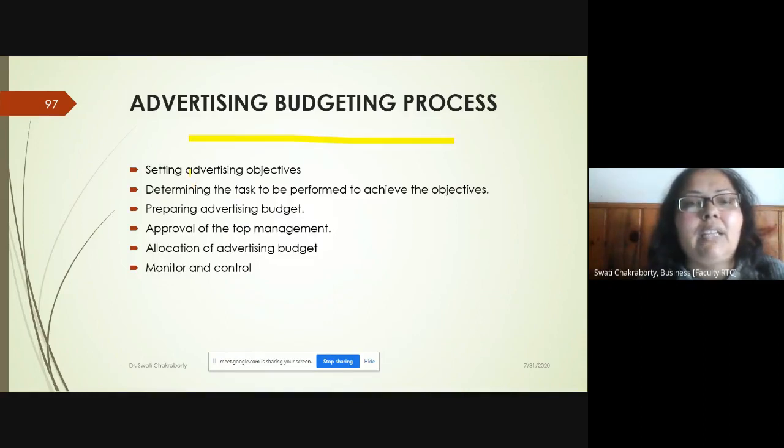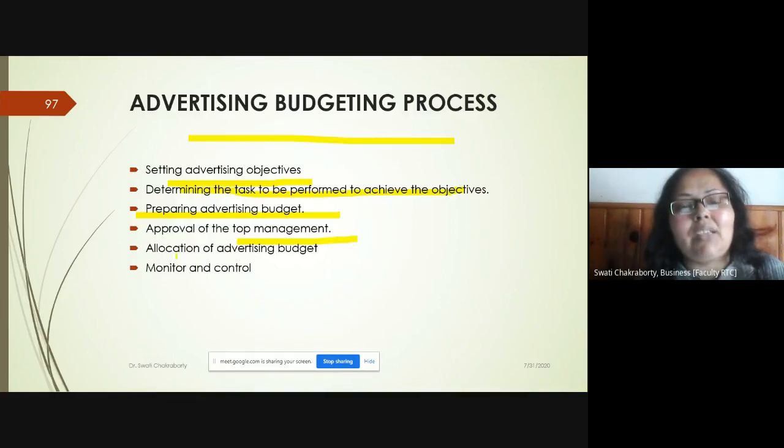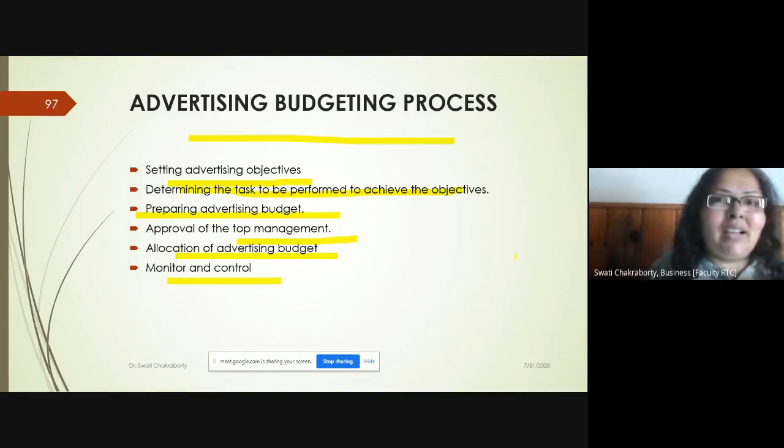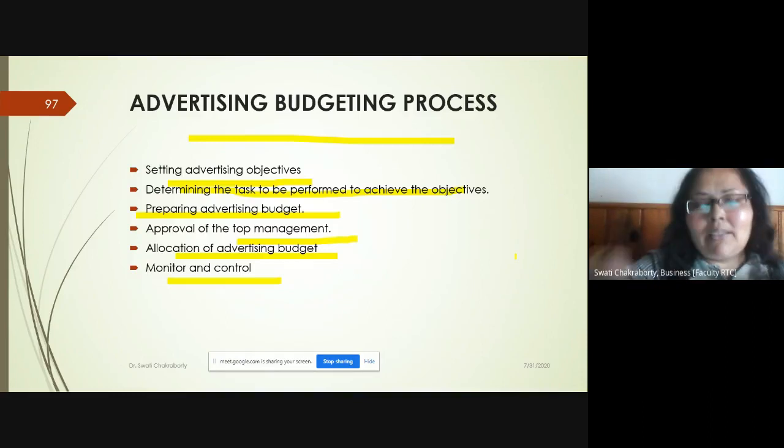So, advertising budgeting process. How do you do that? You set up the advertising objectives first, then determine the tasks that have to be performed to achieve that objective. Prepare the advertising budget, how much budget is needed, which needs to be approved by the top management. And then comes how to allocate that budget, which needs to be monitored and controlled to see that the money is utilized in the proper way.